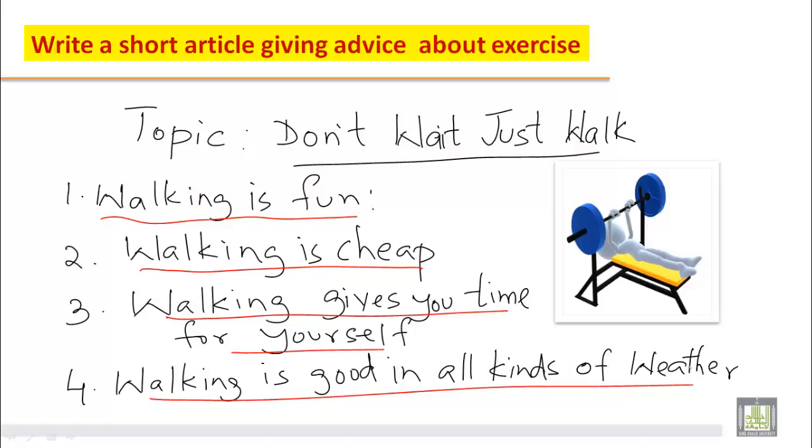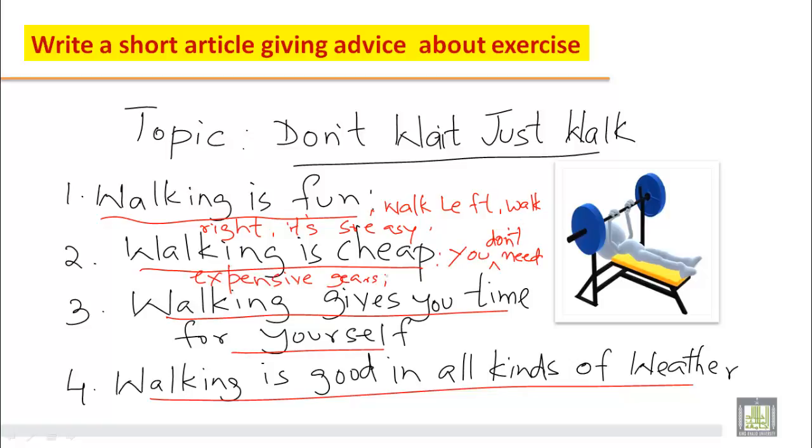Now we will add one or two related sentences to the topic sentence. For example, for walking is fun, we can write: walk left, walk right, it's so easy. There are no rules for walking. You can walk left, you can walk right, you can walk slow, you can walk fast. Now, walking is cheap. You don't need expensive gear. You need just a pair of shoes. You don't need to buy expensive equipment.